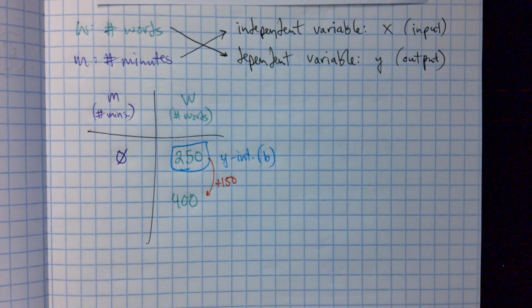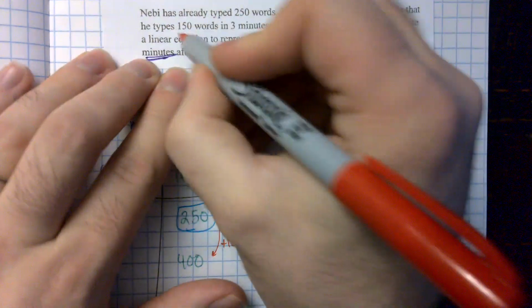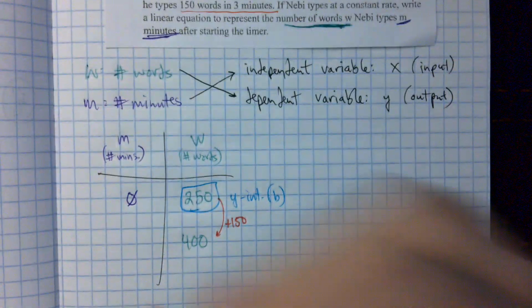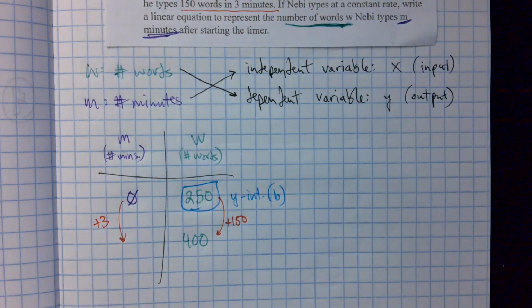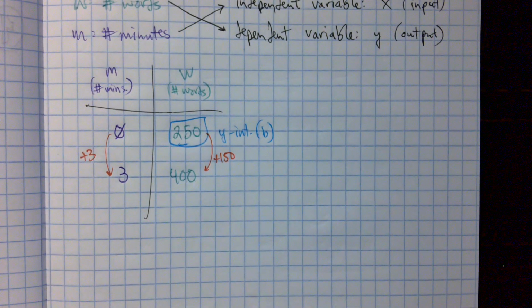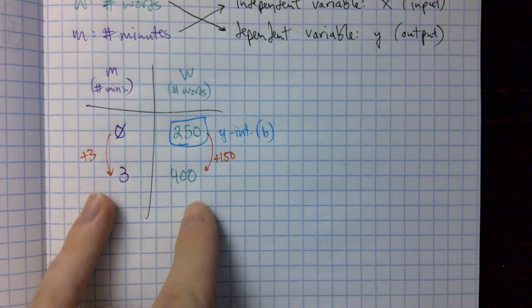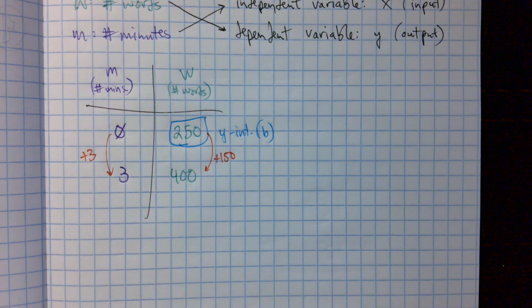And how much time did it take him to type those 150 words? Well, 3 minutes. So we're going from 0 minutes to 3 minutes, and that gives me 3. Okay, now I essentially have 2 points on this line, (0, 250) and (3, 400).